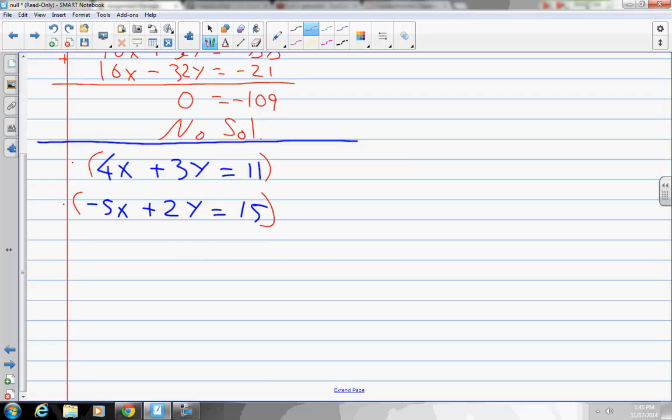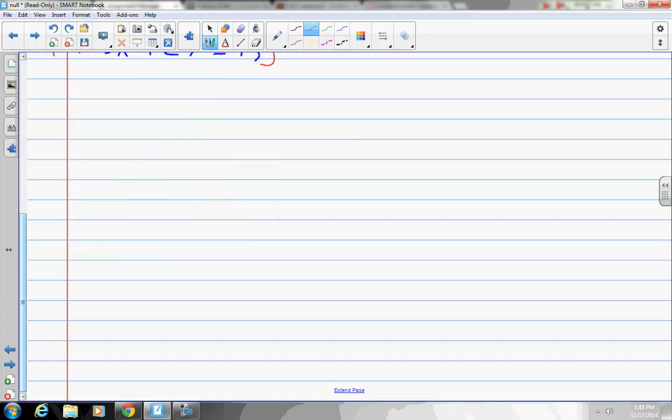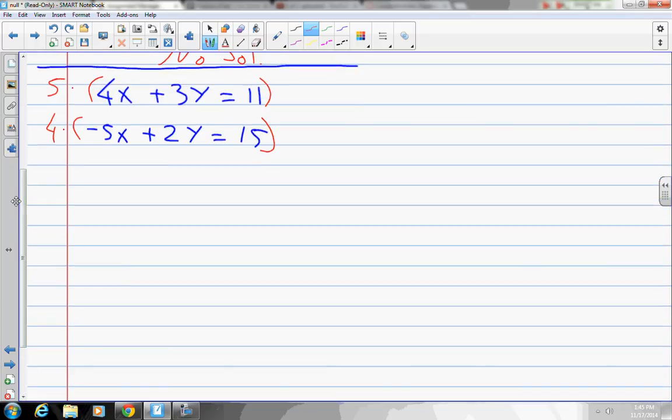Why negative? You said negative 5? Yeah, just 5, right? And just 4, because they already have opposite signs. And this is if we're killing x. If we were killing y's, we would have to do opposite signs, because they have the same signs right now. So 20x plus 15y equals 55. And then negative 20x plus 8y, right, equals 60.